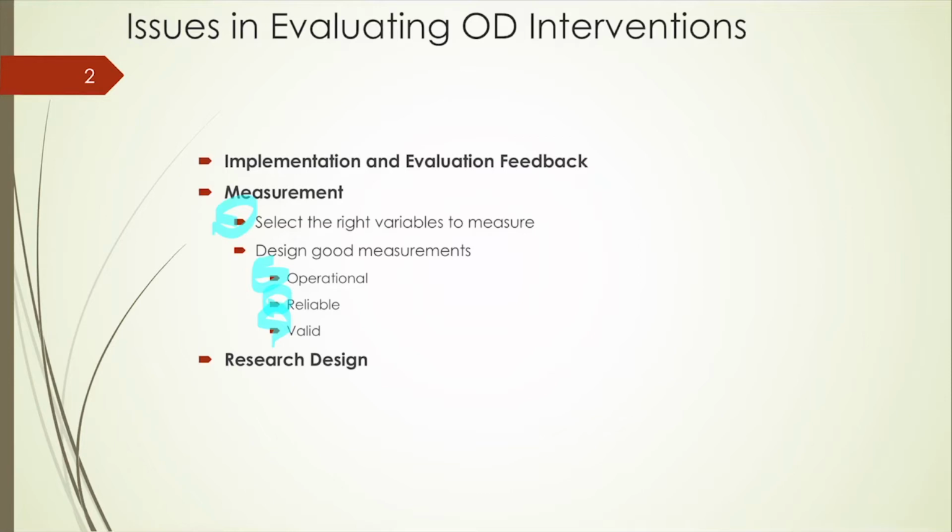So in your metric, if you're measuring the variables through your feedback, you need to make sure it's operational, that it's pertinent to whatever you're doing, it's reliable, it's yielding consistent results, and it's valid. And then, of course, you have the research design, and we're going to talk about that a little bit more tomorrow.